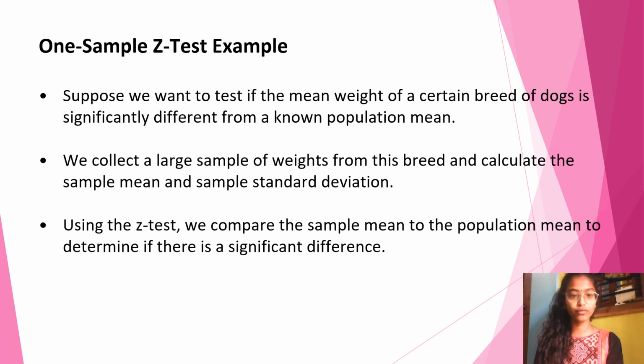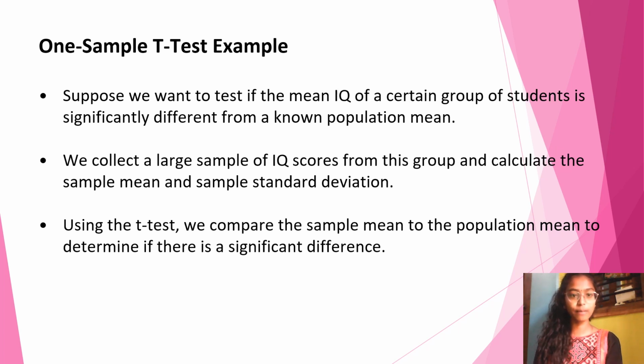And next, let's see a one sample Z-test example. Suppose we want to test if the mean weight of a certain breed of dogs is significantly different from a known population mean. We collect a large sample of weights from this breed and calculate the sample mean and the sample standard deviation. Using the Z-test, we compare the sample mean to the population mean to determine if there is a significant difference.